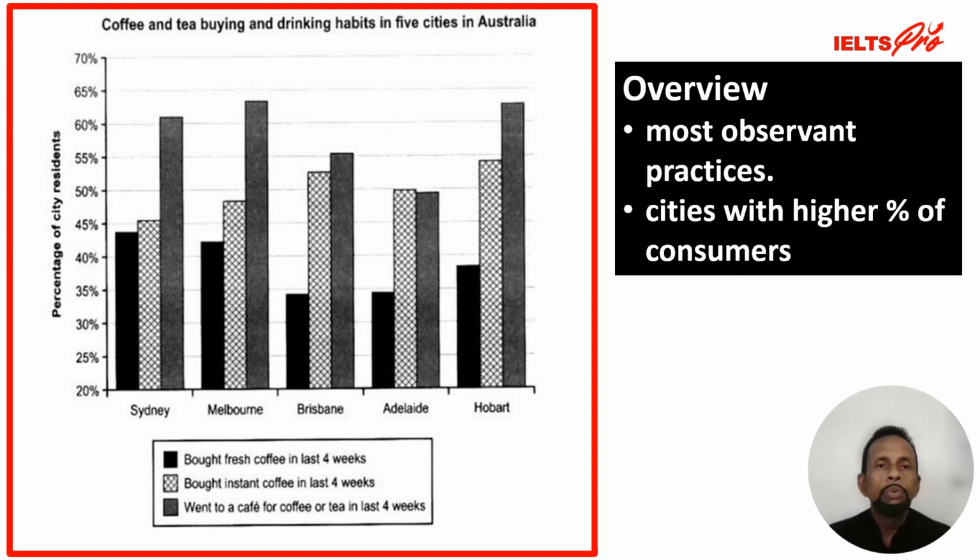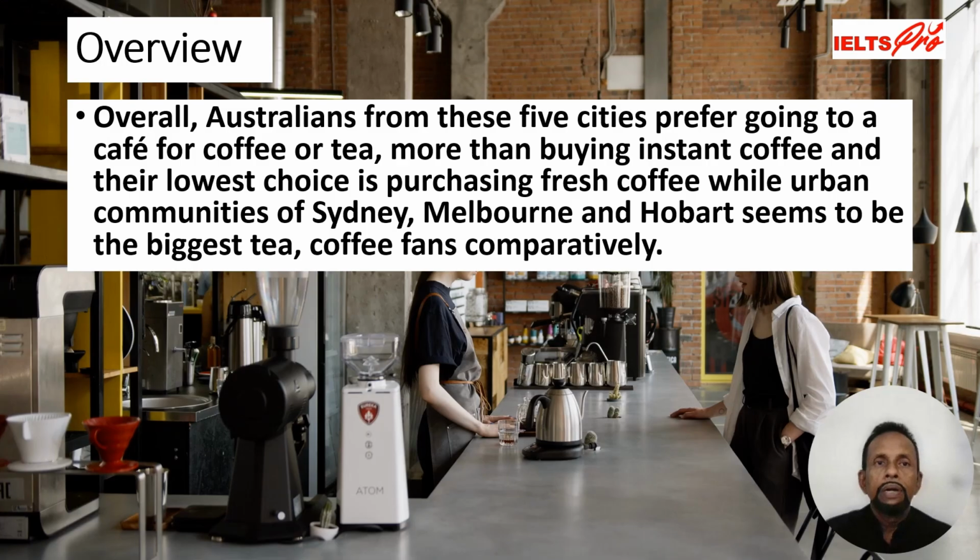So, all in all, the most frequent habit has been having it at a cafe. Then it also can be seen comparatively. Biggest tea coffee drinkers are from Sydney, Melbourne, and Hobart. So, now we are ready with our overview. Pause the video and write your overview. Fine, you completed your task.